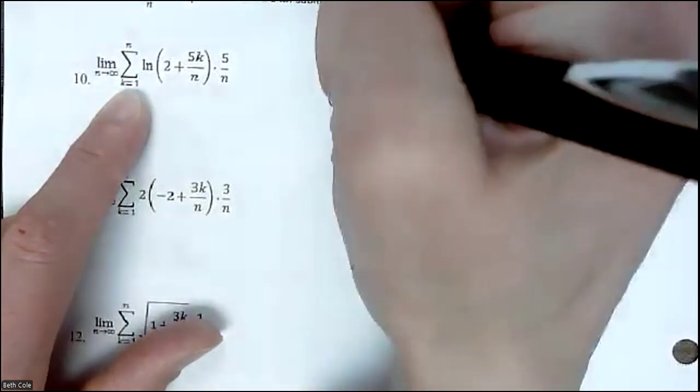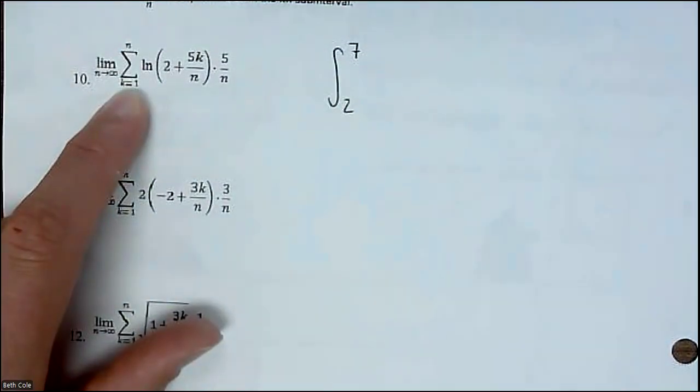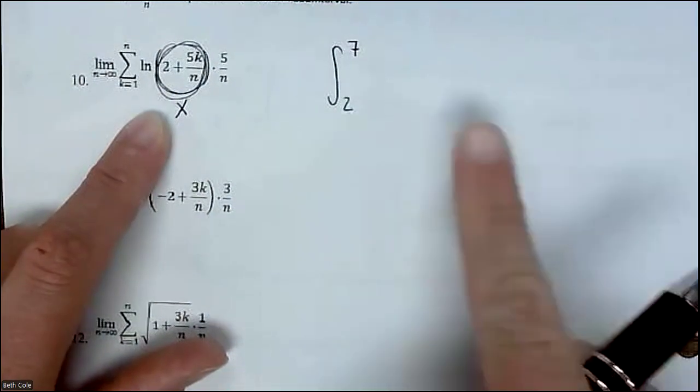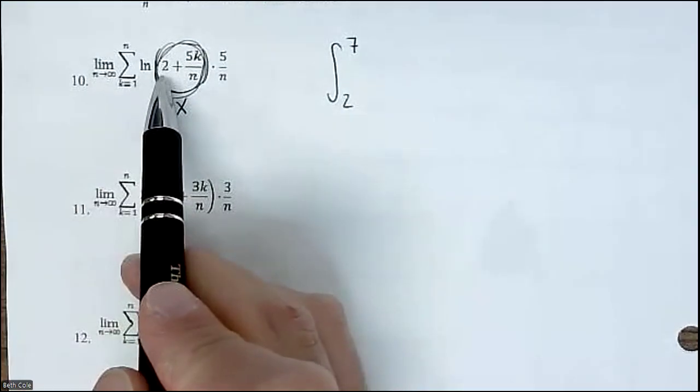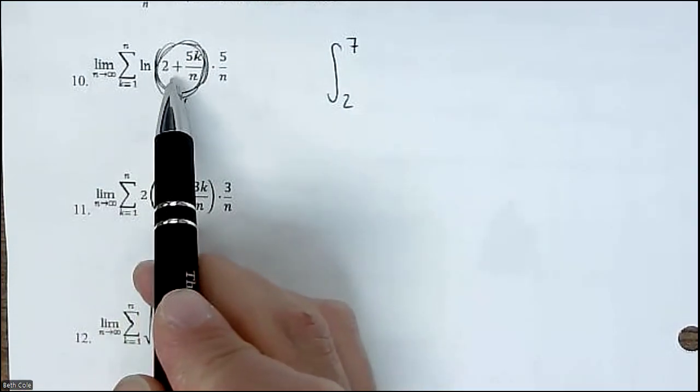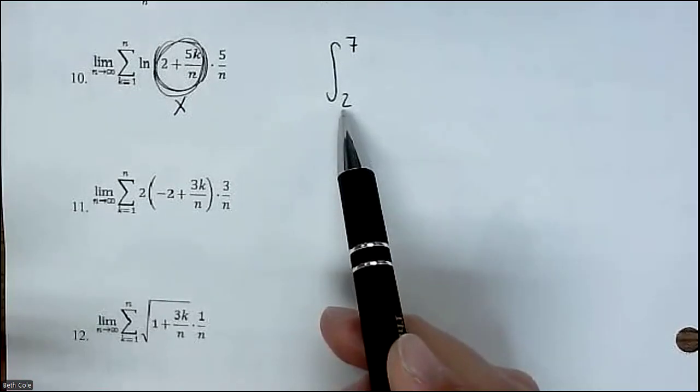And your boundaries will be 2 to 7. Let me explain how I grabbed those numbers. Do you see this part right here in the parentheses? That part represents x. I'm going to get to that in a second when I write it over here. But do you see how it starts at 2? It's 2 plus something. So your lower boundary is 2.